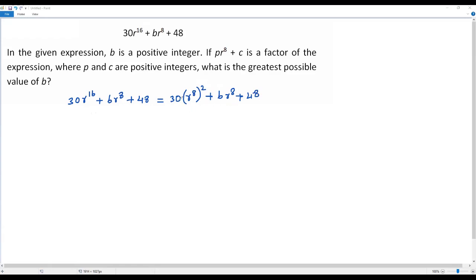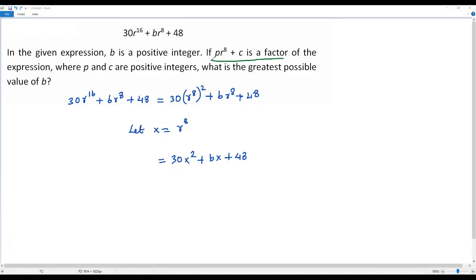Okay, now in this expression, I find r to the 8th power over here and here. Let me assign a new variable for this r to the 8th power, that is, let x equal r to the power of 8. Then we can plug in x for this r to the 8th power. We get 30 times x squared, plus b times x, plus 48. Here I got a quadratic expression.